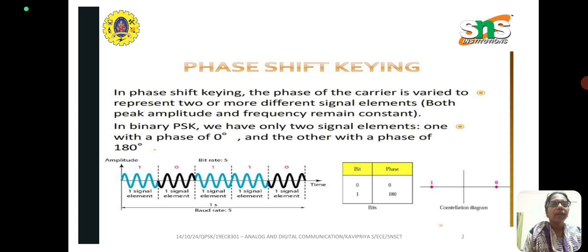Generally, in phase shift keying, the phase of a carrier is varied to represent two or more different signal elements. Both peak amplitude and frequency remain constant. In binary PSK, we have only two signal elements, one with 0 degree phase shift and the other with 180 degree phase shift.